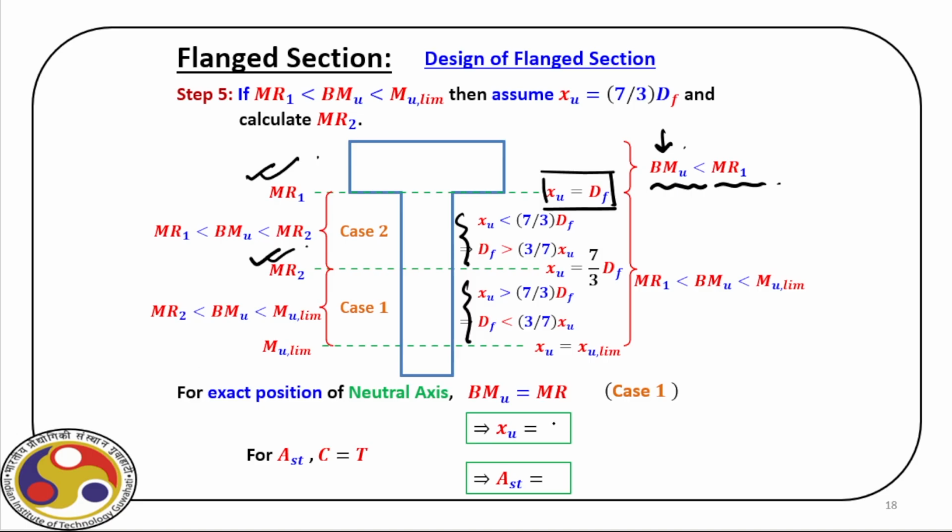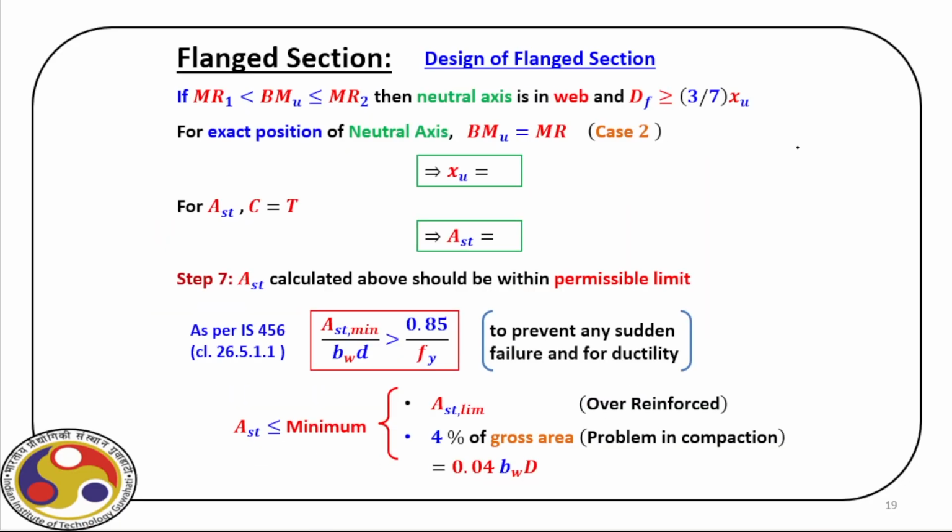Now, first we find out the exact location of the neutral axis. Based on that, we calculate AST. Right. Now, we have two things to look into. One is XU. It may be greater than DF. Then if that is the case, we have to consider DF. If this is less than 3/7 XU, then we have one case. And if it is more than 3/7 XU, then we have another case.